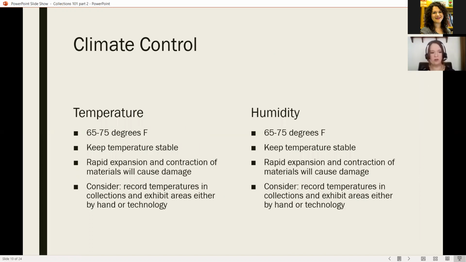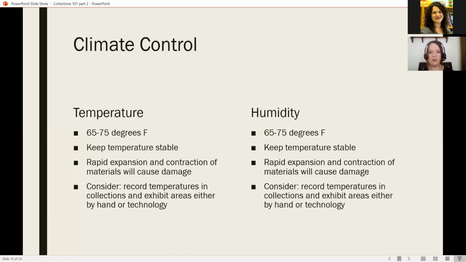Climate control is a doozy. We all know how expensive it can be to keep the AC blasting in this hot summer weather. When it comes to temperature and humidity, I think they're pretty intertwined. One can definitely affect the other. When we look at temperature, around 65 to 75 degrees Fahrenheit is where you want to keep it. That being said, that's not always possible. And so in lieu of that, people usually say keep it stable.